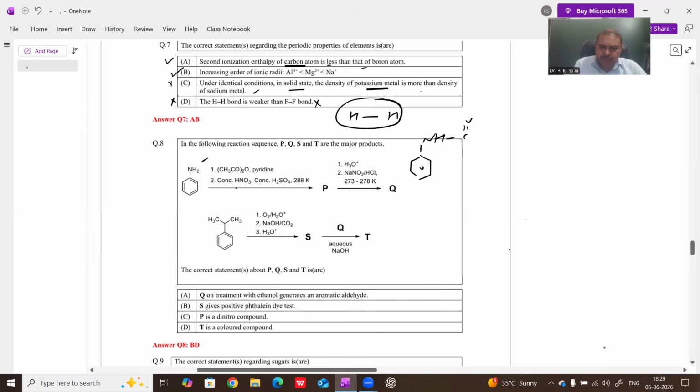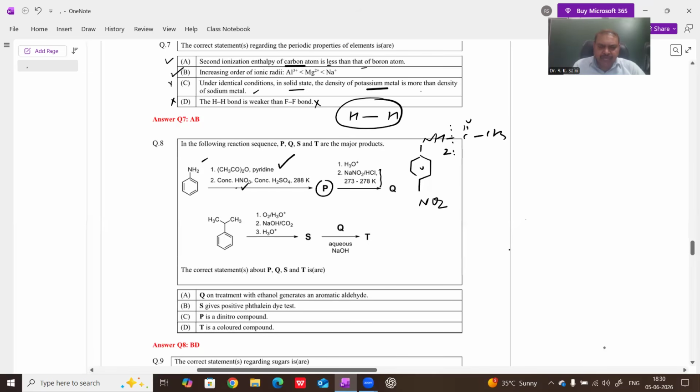acetanilide by the first reaction, acetylation. Then nitration takes place. The acetamido group is an ortho para directing group. Then the nitro group is present at the para position. This is the P, nitration. Then hydrolysis takes place. Then para-nitroaniline. Then diazotization.